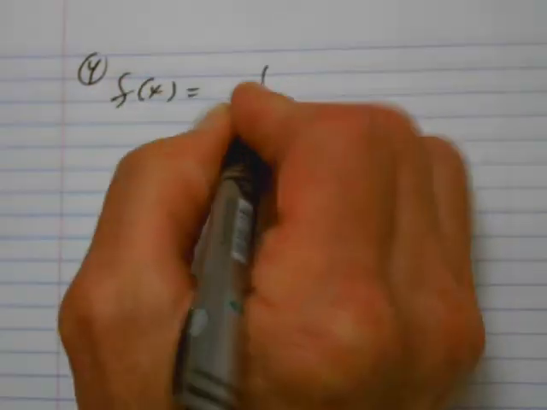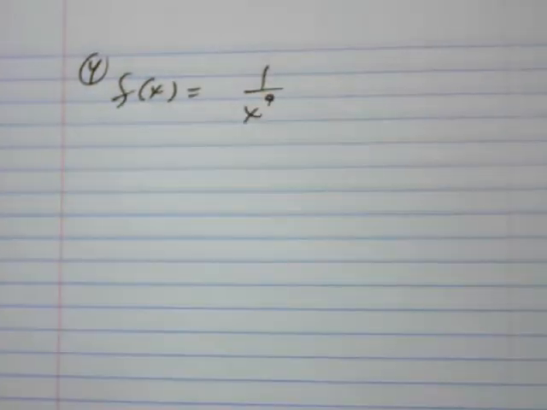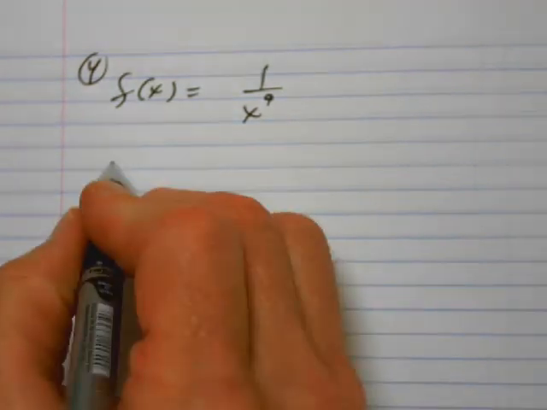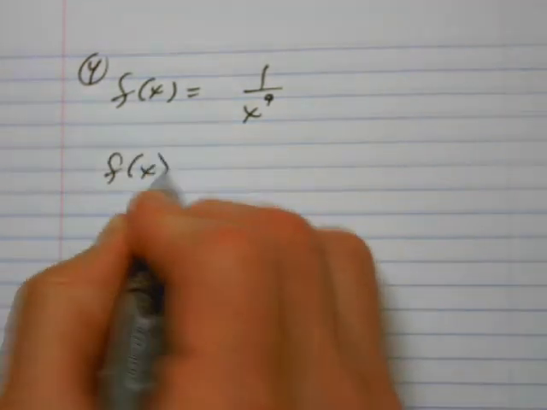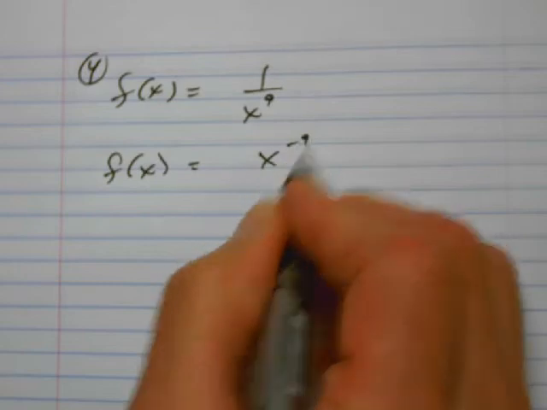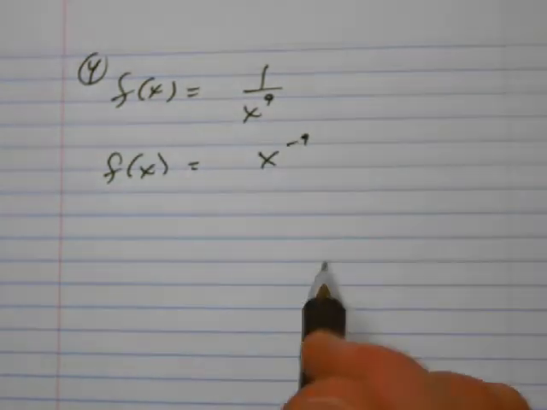Also within the second section, we're looking at problem number 4 of my practice test. We got f of x is equal to 1 over x to the 9th, and by now you know we have to change the form of this so we can move that to the top so I can apply the power rule.